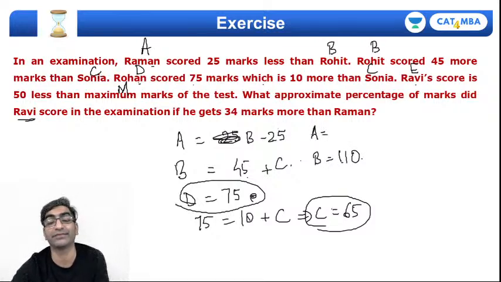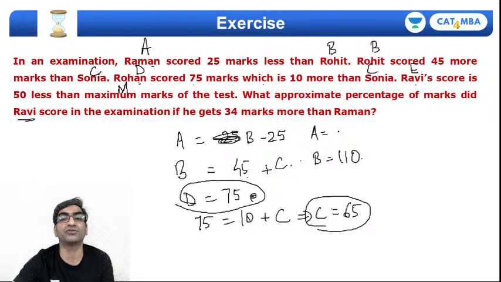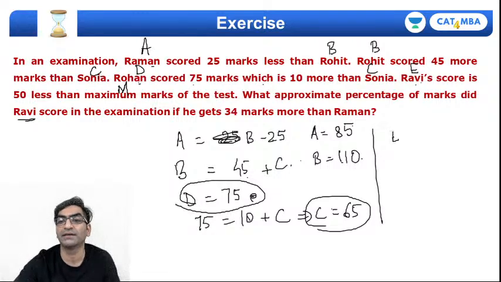110 minus 25. 110 minus 25 is 85. अच्छा, a b c d चारों वेरिएबल्स पता चल गए हैं. e का नहीं पता है, e का इक्वेशन बना लेते हैं. रवि स्कोर e इज मतलब इक्वल टू 50 लेस, मतलब समथिंग माइनस 50 लेस देन व्हाट?